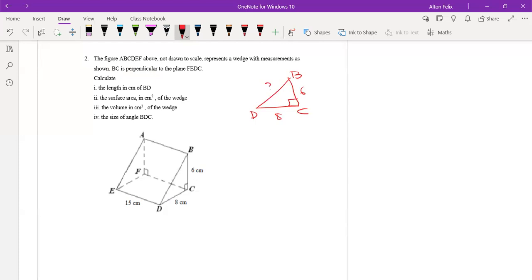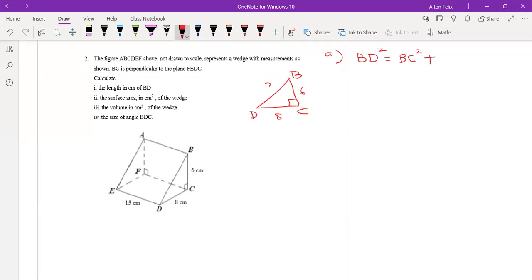So there's a rule which we know as Pythagoras theorem, which says once you're working with a right angle triangle, then the hypotenuse squared, which is BD, the hypotenuse being the longest side of the triangle, BD squared, would be the sum of the squares of the other two sides.